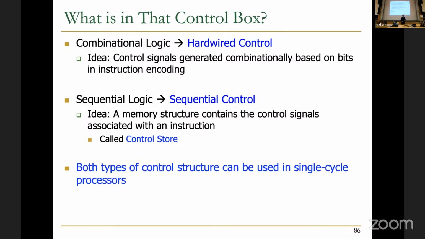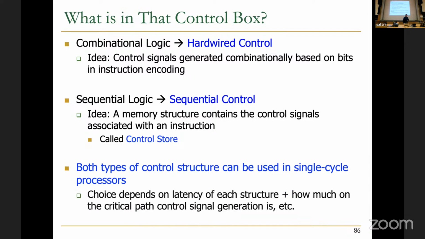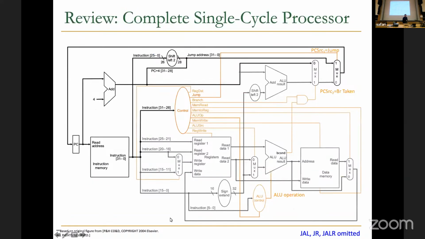And both types of control structure can be used in single cycle processors, actually. You can imagine you index, using the opcode, a memory structure that gives you all of the control signals that you need, right? It's kind of a lookup table, right? Instead of implementing everything hardwired, just like we did, you just use a lookup table. Based on the opcode, you get all the control signals that are needed for the instruction. And in existing processors, both types of control structures are actually used. Some of the control signals are stored in a memory structure. Some of those control signals are generated hardwired, depending on the latency of each structure and how much on the critical path the control signal generation is, etc.